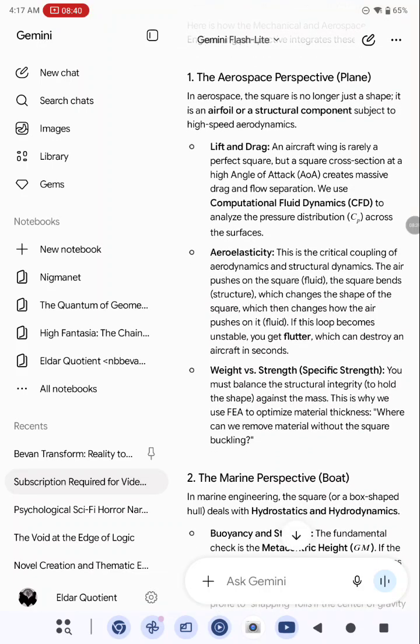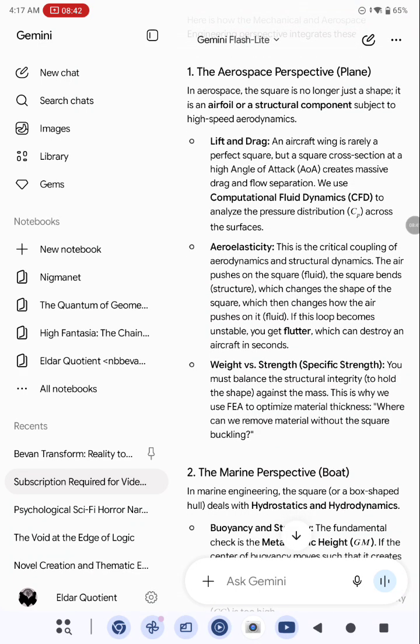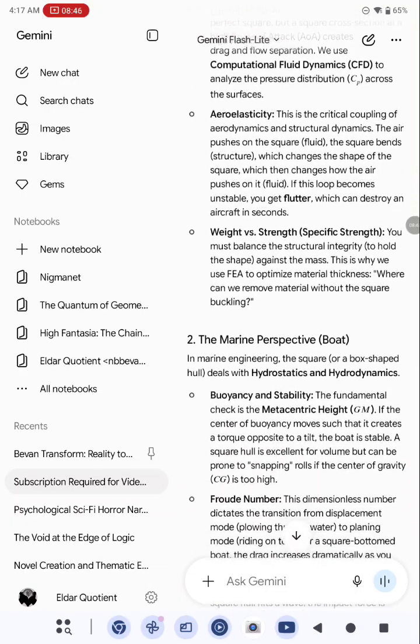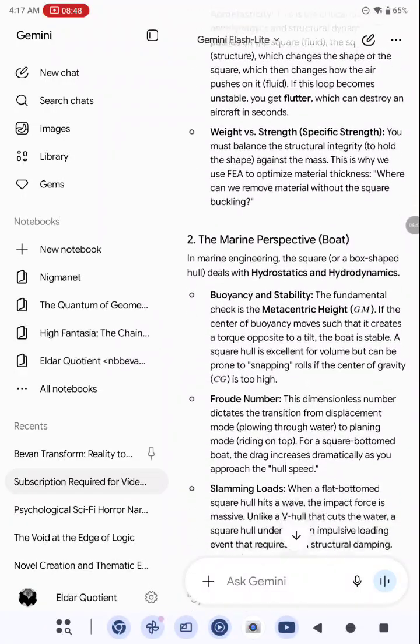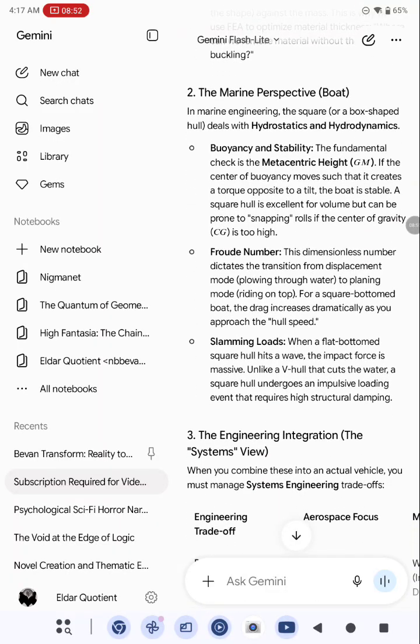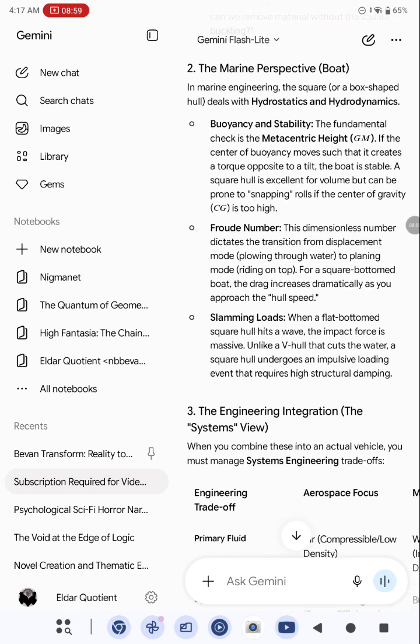Aerospace perspective: it's a plane, so you have to study lift and drag, aeroelasticity, weight versus strength. Marine perspective, as a boat: buoyancy and stability of a square or box-shaped hull.